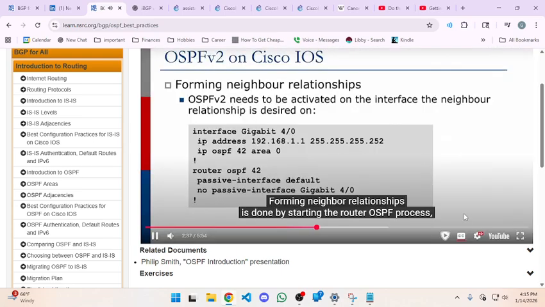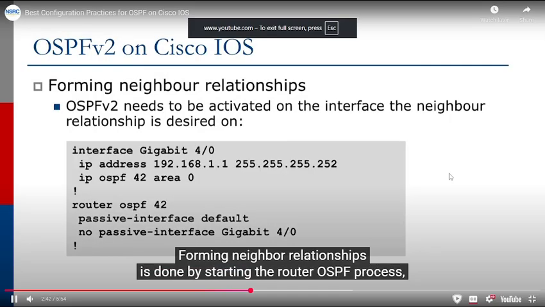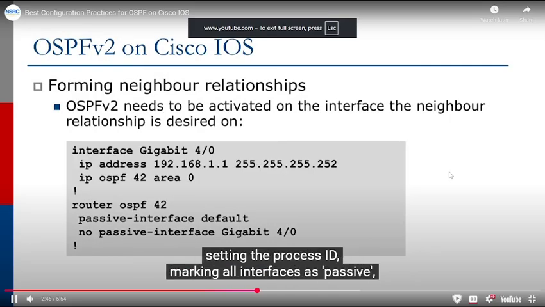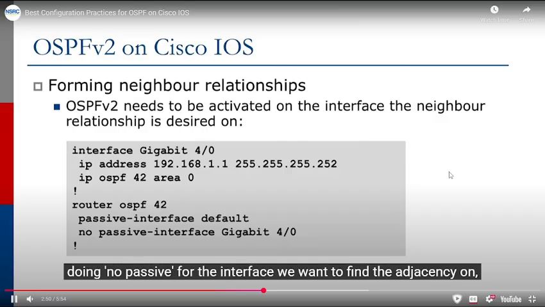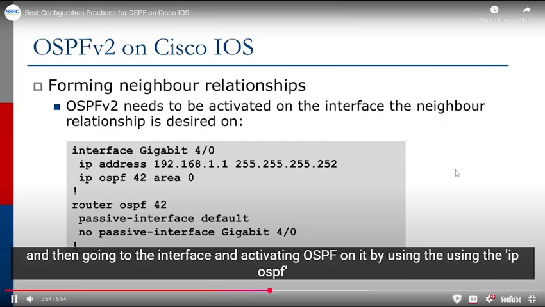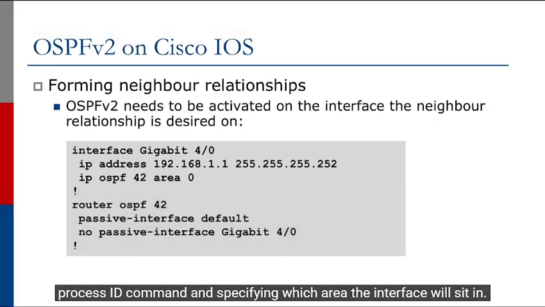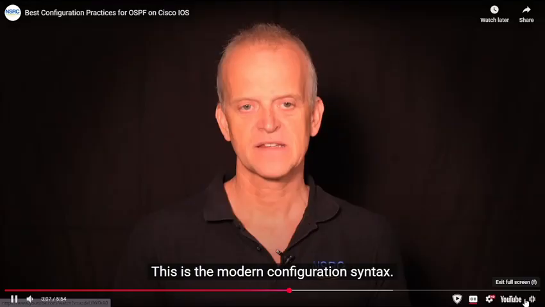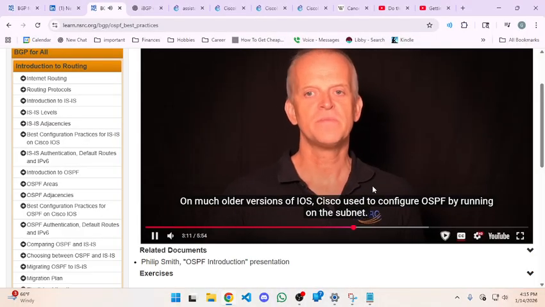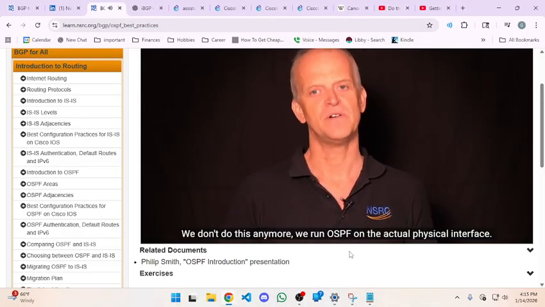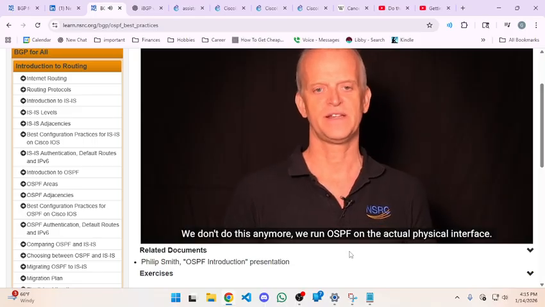Forming neighbor relationships is done by starting the router OSPF process, setting the process ID, marking all interfaces as passive, doing no passive for the interface we want to find adjacency on, and then going to the interface and activating OSPF on it by using the IP OSPF process ID command and specifying which area the interface will sit in. This is the modern configuration syntax. On much older versions of IOS, Cisco used to configure OSPF by running on the subnet. We don't do this anymore. We run OSPF on the actual physical interface.